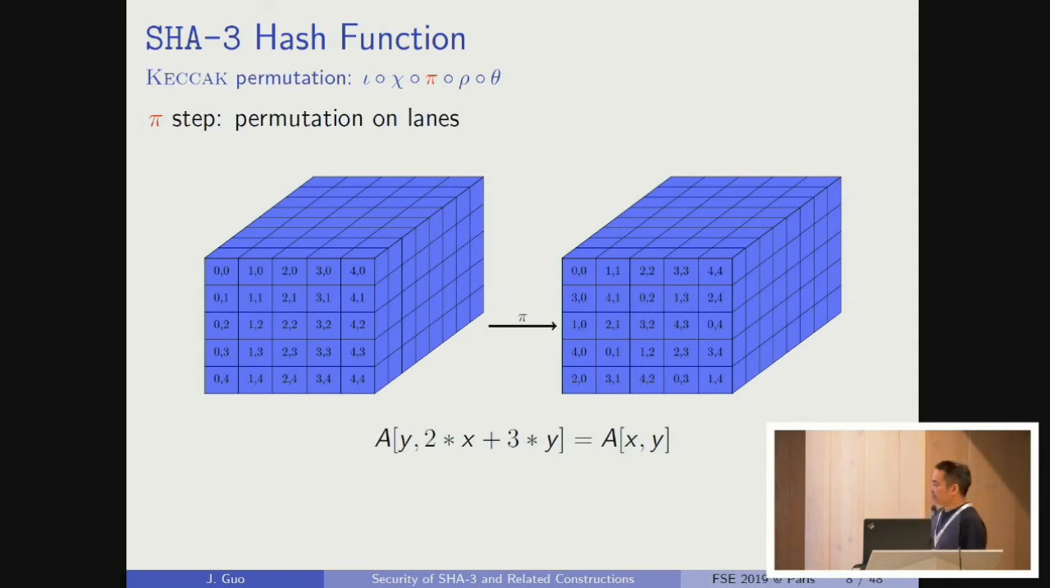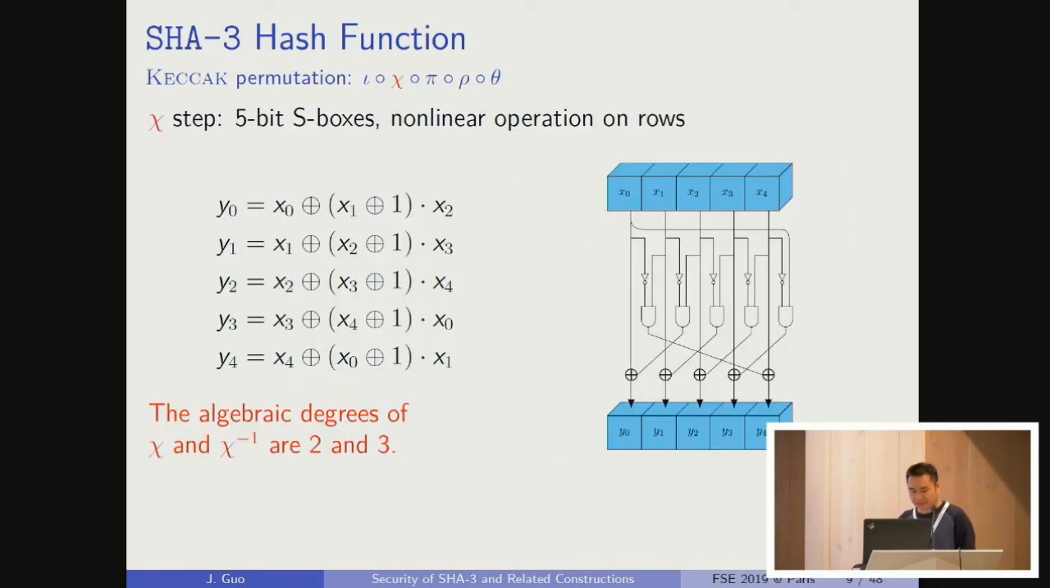And pi is intra-lane permutation, meaning you change the position of the lanes. For example, you get 1, 0 here, and here after the pi, 1, 0 becomes here. So the value doesn't change except the position.